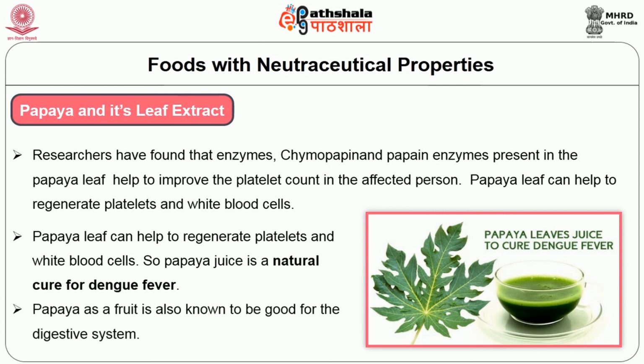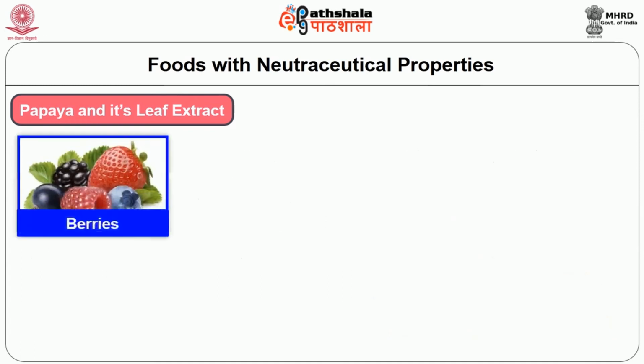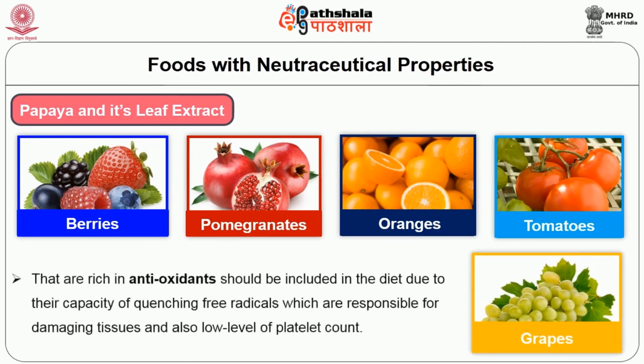Papaya as a fruit is also known to be good for the digestive system, and it is a good source of antioxidants. Besides that, fruits like berries, pomegranate, oranges, tomatoes, and grapes are rich in antioxidants and should be included in the diet due to their capacity to quench the free radicals which are responsible for damaging the tissues and also lower the level of platelet counts.